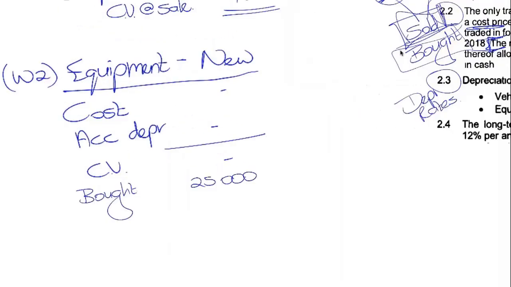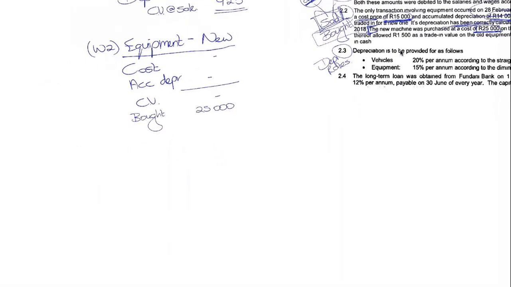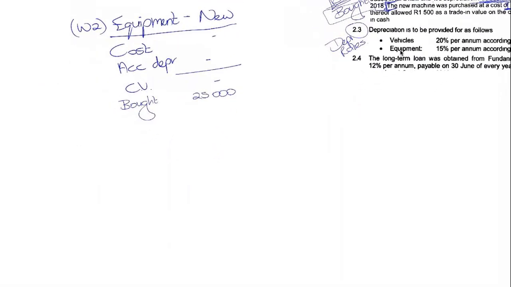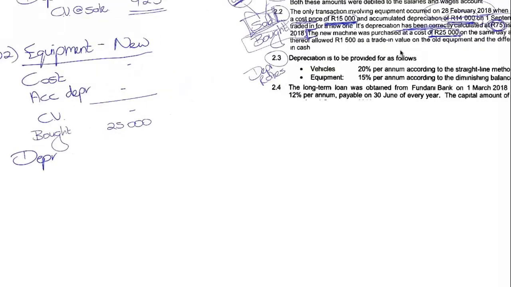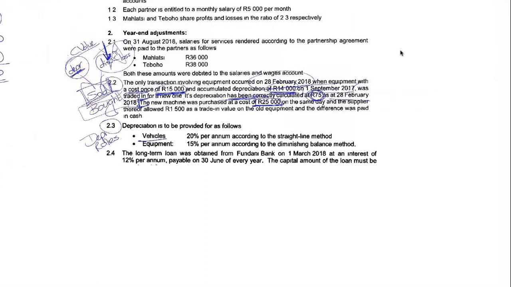I've been talking about exam technique and the structure, and let's actually talk about my depreciation, okay? The first thing we need to know is what your depreciation rate is, and that's always given to you in the case study. So we'll go and look for that. My vehicles are at 20% per annum according to the straight line method. And my equipment is 15% per annum according to the diminishing balance method. So I'm dealing with equipment, so I'm doing 15% diminishing balance method.